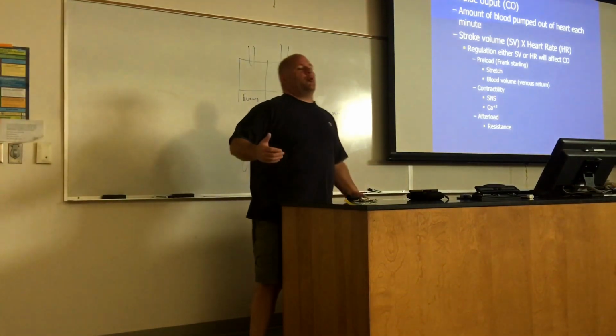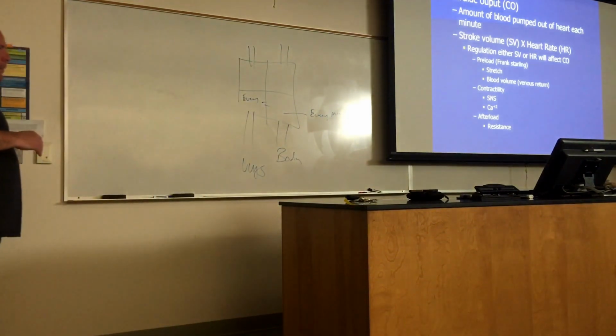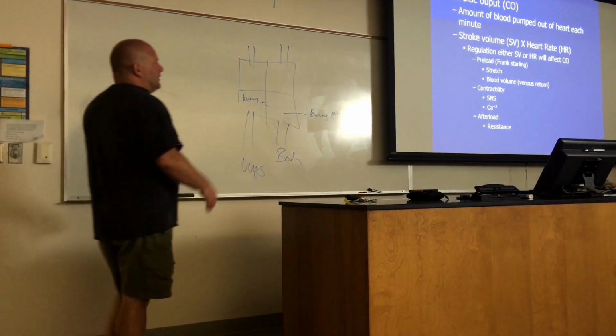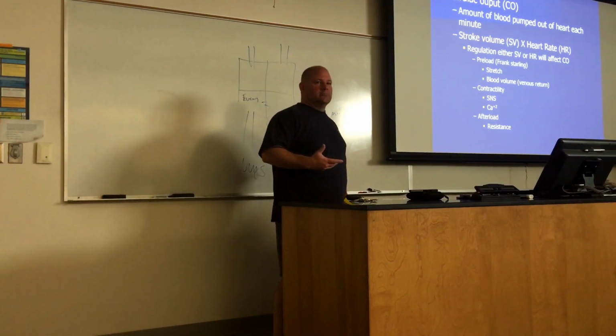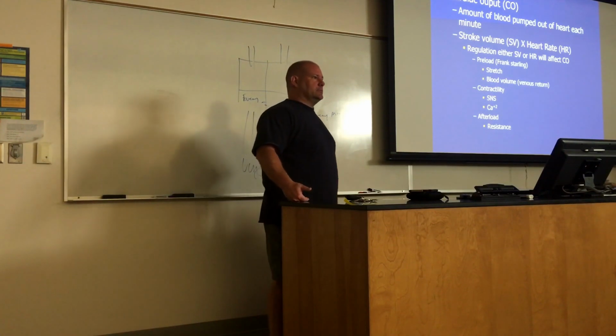It's what you take if you work in the hospital, that's what you do with your patient. You might not count it for the whole minute. If they have an irregular heart rate, you should count it for a whole minute, but it's in a minute. So stroke volume times heart rate equals cardiac output. Very, very straightforward. This is an equation you need to know. This is an equation you should be able to do on an exam without a calculator.